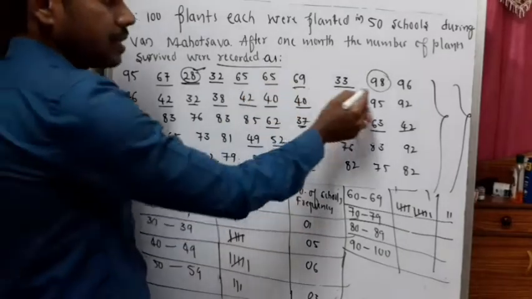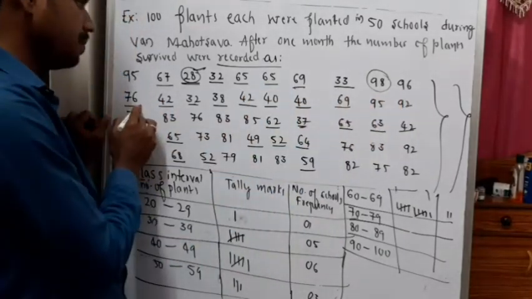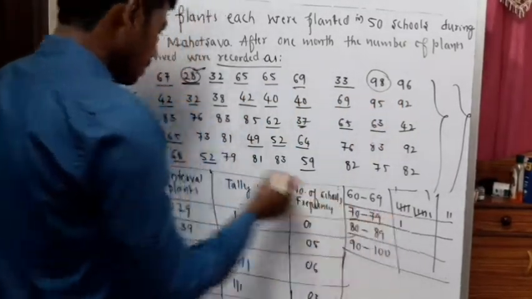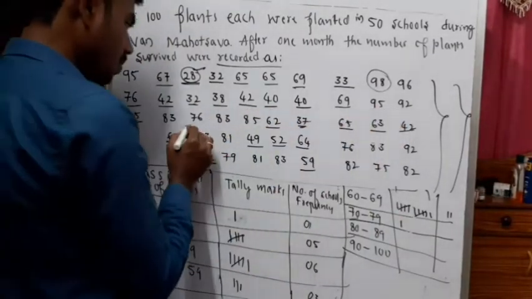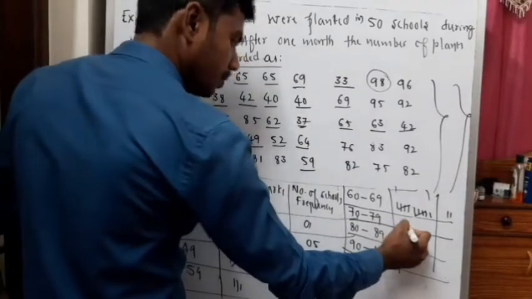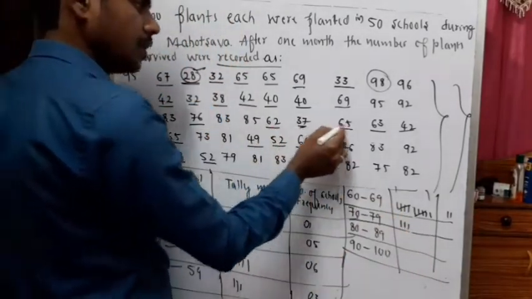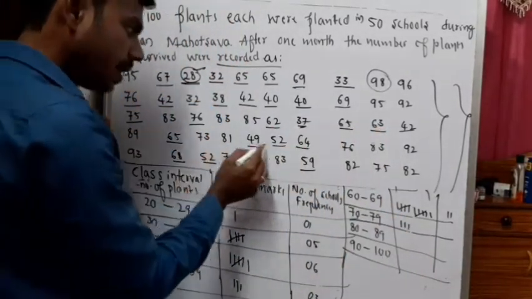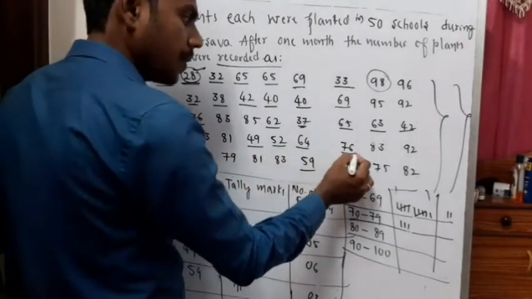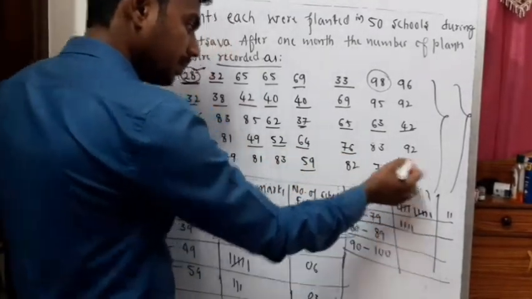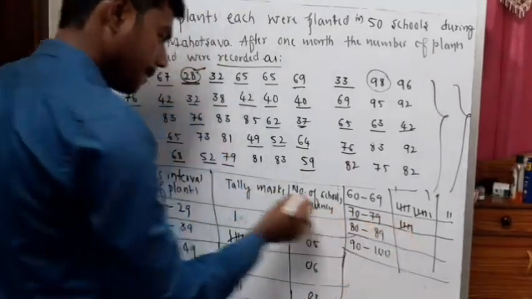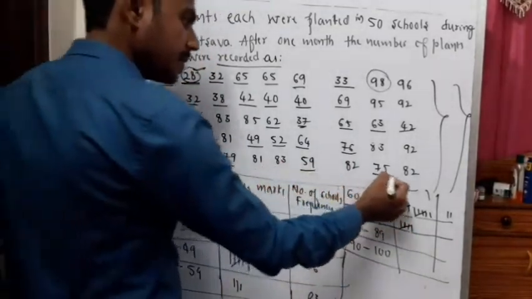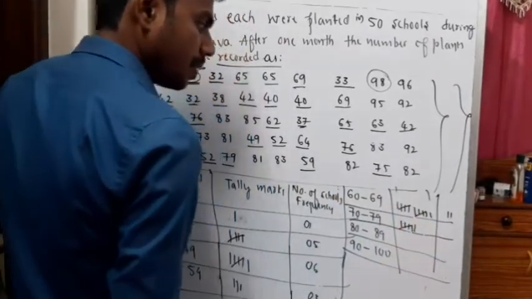Then 70 to 79. 1, 2, 3, 4, 5, 6. Total 6 are there.